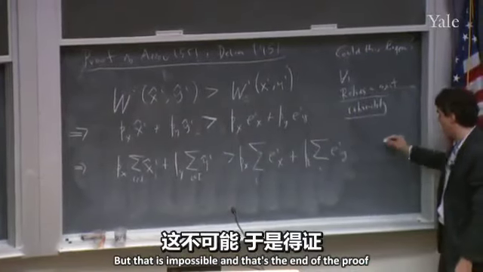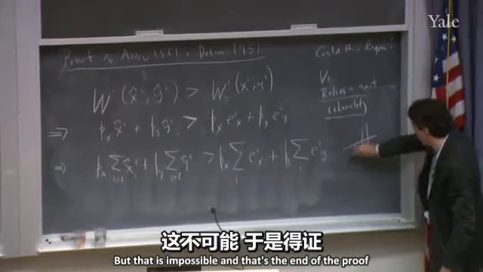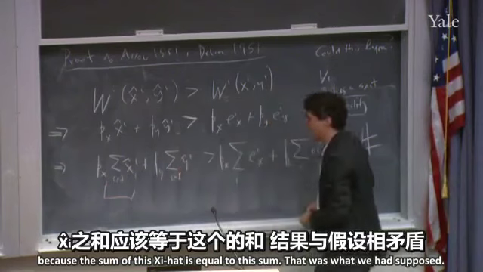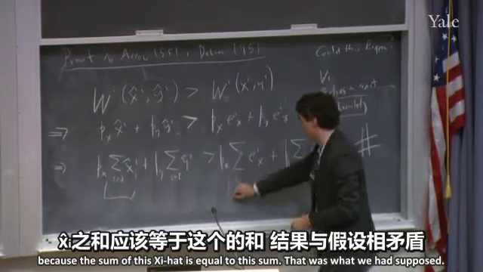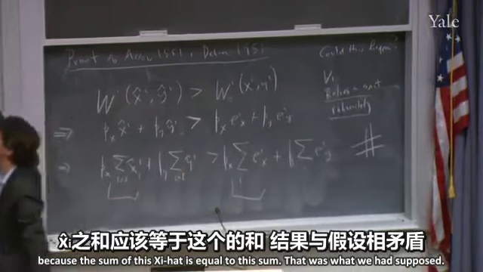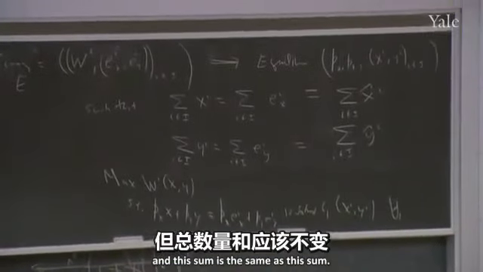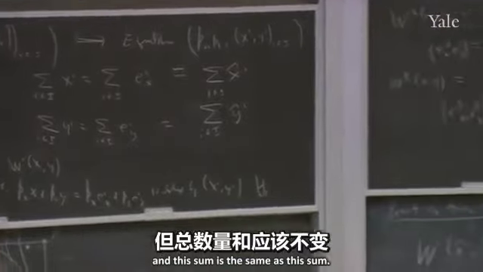Okay, but that is impossible, and that's the end of the proof, because the sum of this x hat I is equal to this sum. That was what we had supposed. You're just rearranging all the goods that are really there. And this sum is the same as this sum.